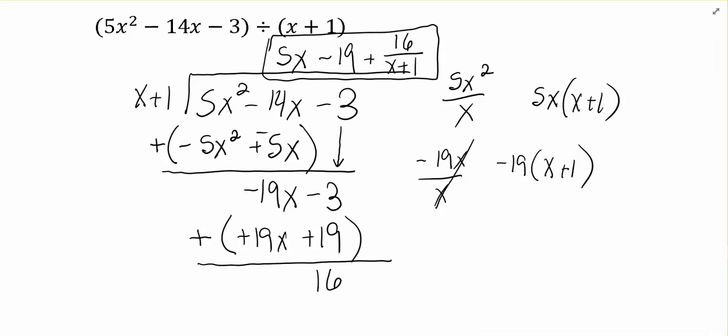Now, just a little suggestion, do not forget the plus right there. That's where I see a lot of people make mistakes, is they're so focused on what the remainder is, they write it right next to it. But this is an addition. We have an answer of 5x minus 19, plus we have a remainder, so we do need to have that addition.